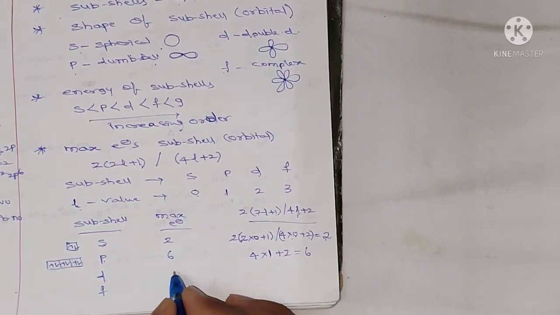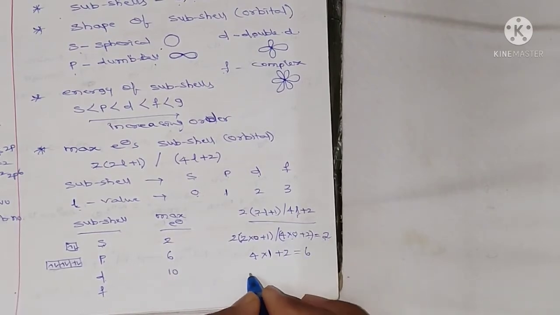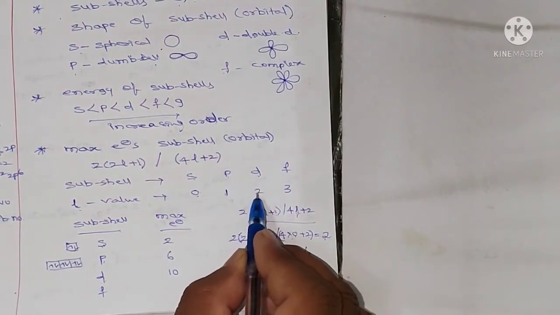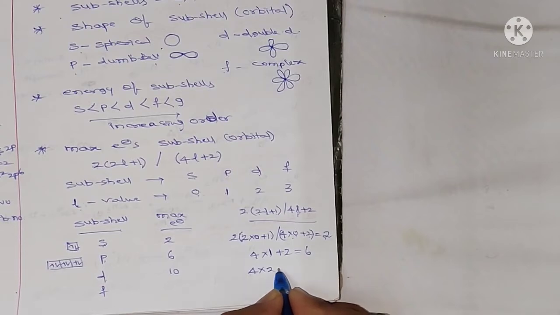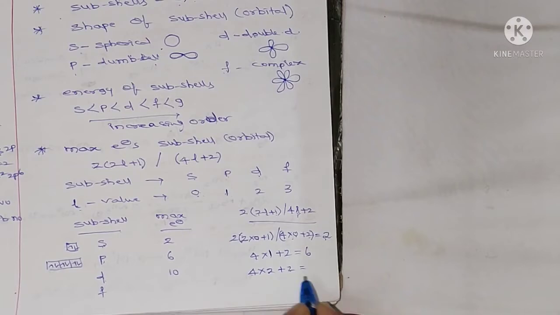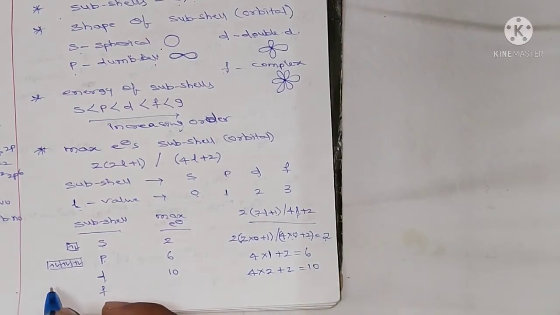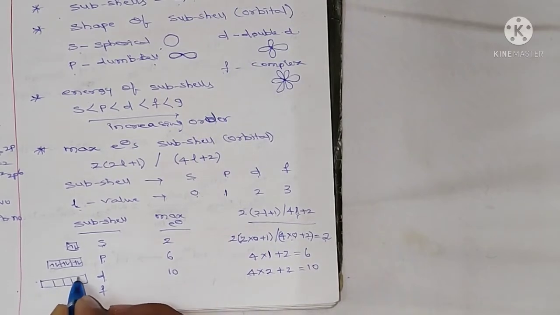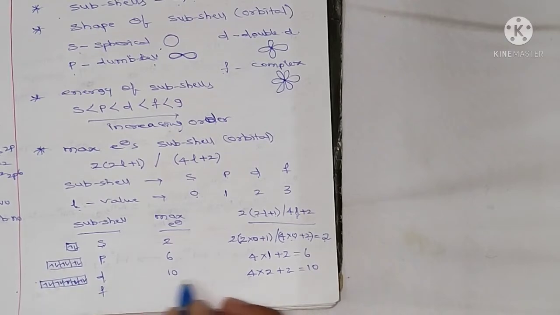And in d orbital the maximum number of electrons is 10. So here 4 into l, the l value for d orbital is 2. So 4 into 2 is 8, plus 2 is 10. So the maximum number of electrons present in d orbital is 10. 1, 2, 3, 4, 5, 6, 7, 8, 9, 10.